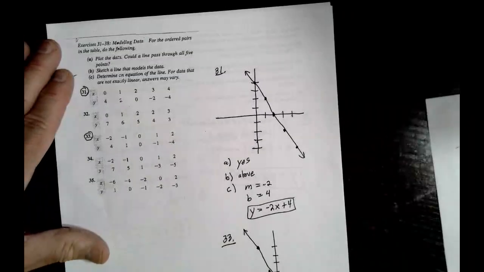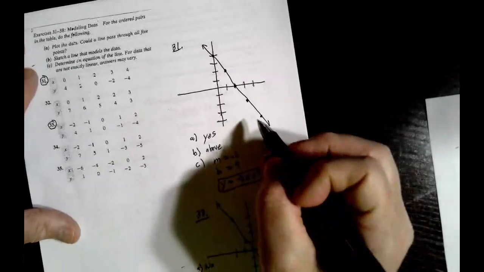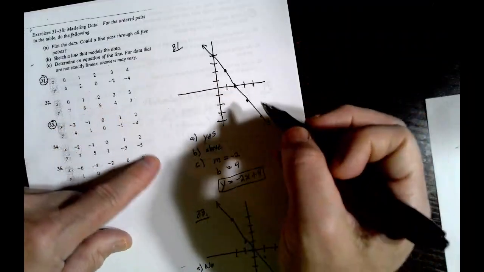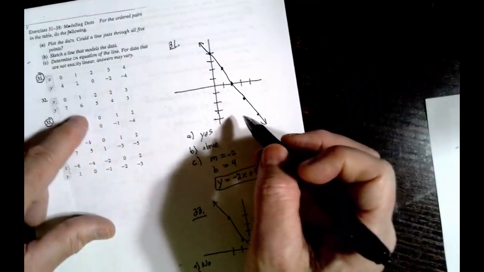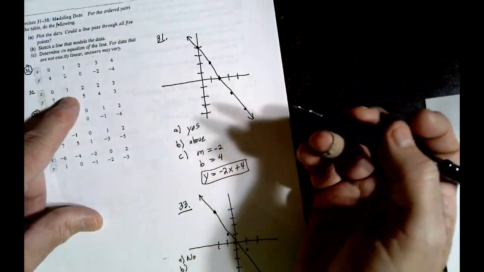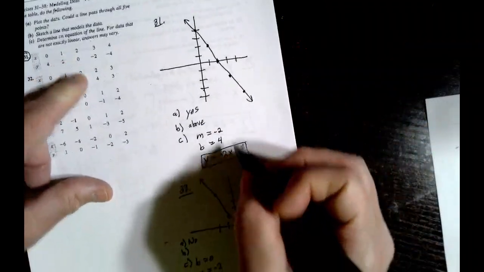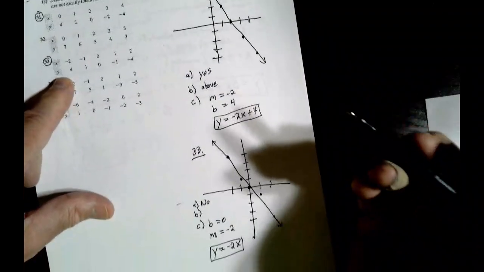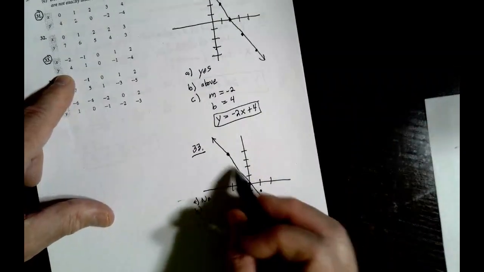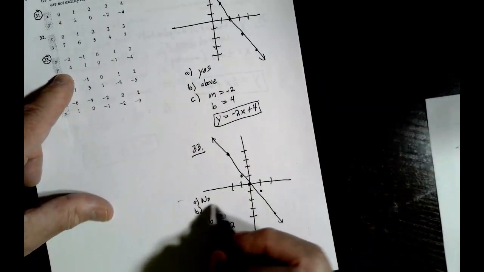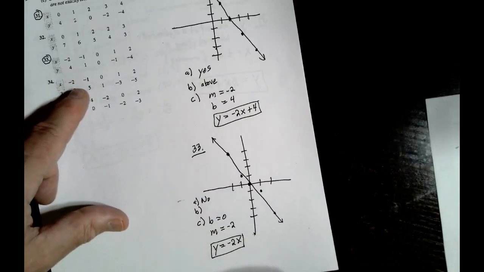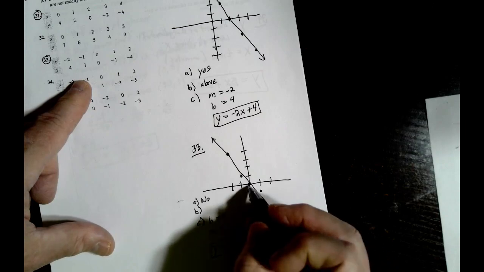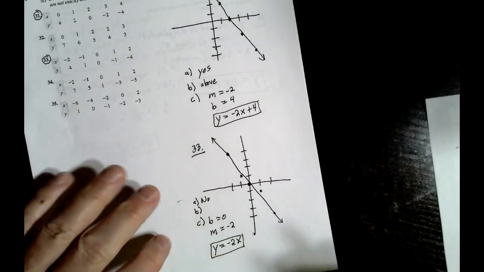Okay. 31 says plot the data. You plot each one of these points. And they say, could a line pass through all 5 points? And yes, it can. So sketch a line and determine the equation of a line. And you find your slope and your b and you plug it in and you got your answer. And you do the same thing for 33. 33, you find that it's close, so it's not exact, but you can do an approximation using this point and that point to find your equation of a line.